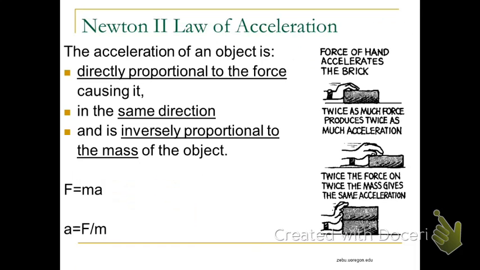In the case of these books, if the mass to be accelerated is one book, then it would have a certain acceleration. If it's two books, it would have a smaller acceleration because the denominator would be larger.